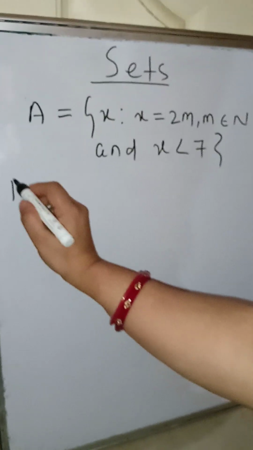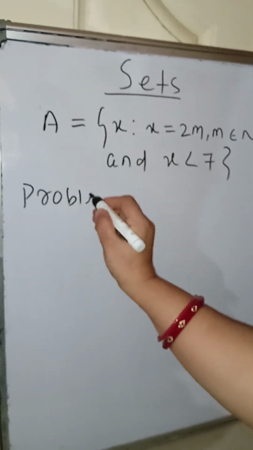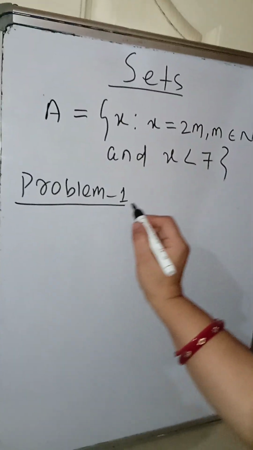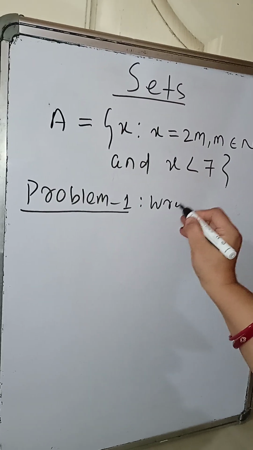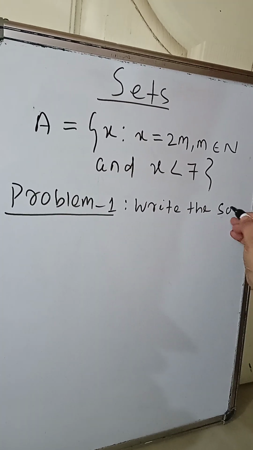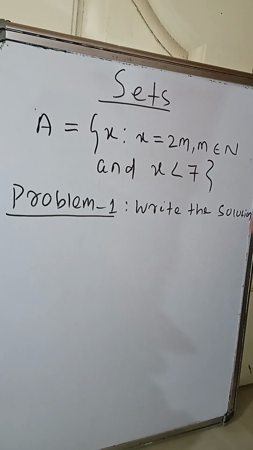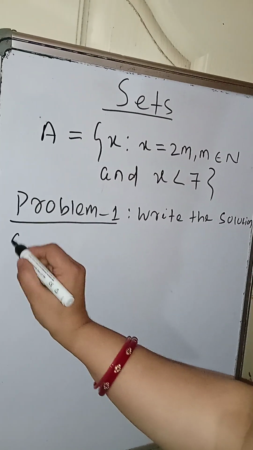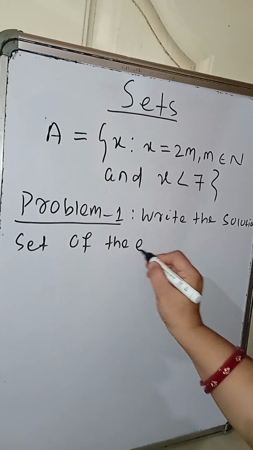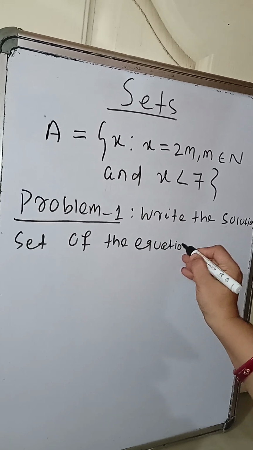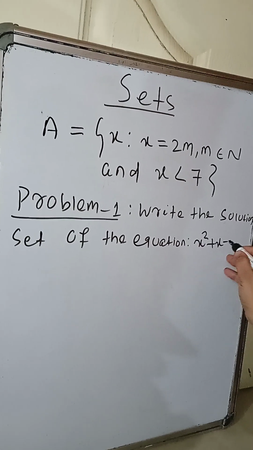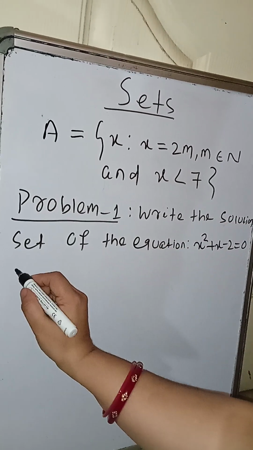Now let us solve some more problems. First problem. The question is, write the solution set of the equation x square plus x minus 2 equal to 0 in roster form.